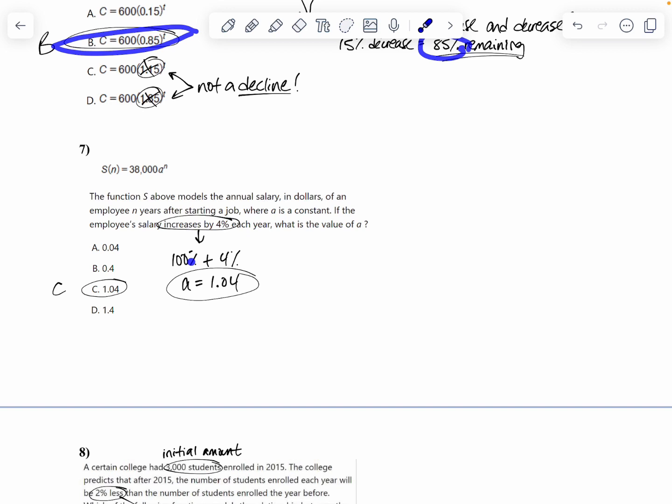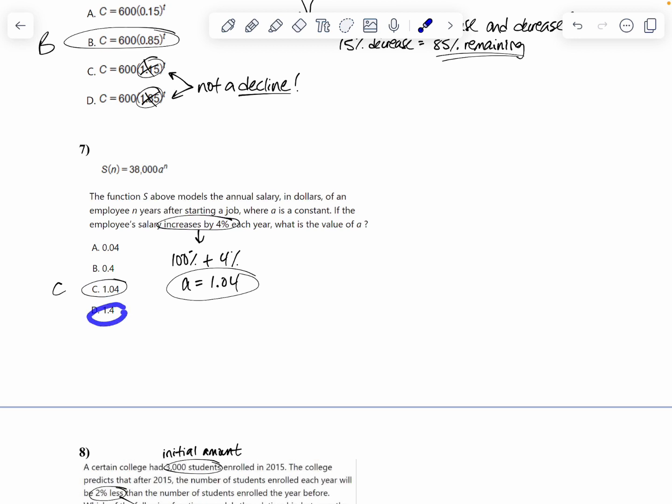Number 7, let's talk about an increase now. So we've got this formula. It's asking me what goes in for A, and A is either the number, like the percentage that is an increase or a decrease. Since we're doing an increase here, I'm going to take the 100% and add 4% to it. So be careful that we're not doing 1.4. It's actually 1.04 because 4% would be 0.04.